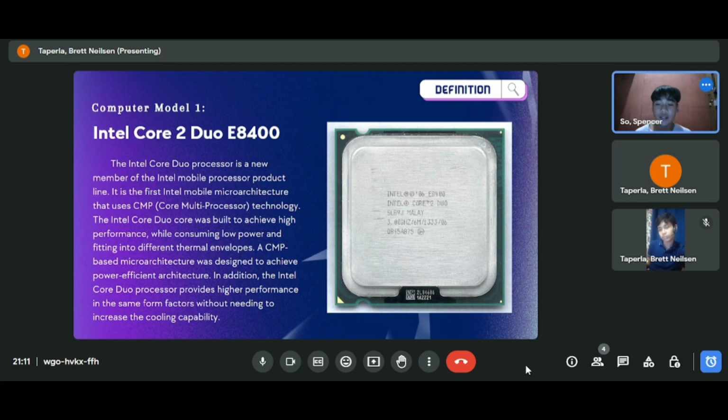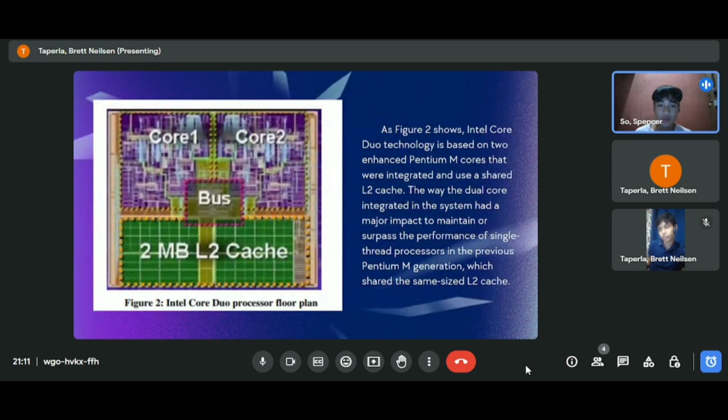In addition, the Intel Core Duo processor provides high performance in the same form factors without needing to increase the cooling capability. So as figure 2 shows, Intel Core Duo technology is based on two enhanced Pentium M cores that were integrated and use a shared L2 cache. The way the dual core was integrated in the system had a major impact to maintain or surpass the performance of single thread processors in the previous Pentium M generation, which shared the same sized L2 cache.